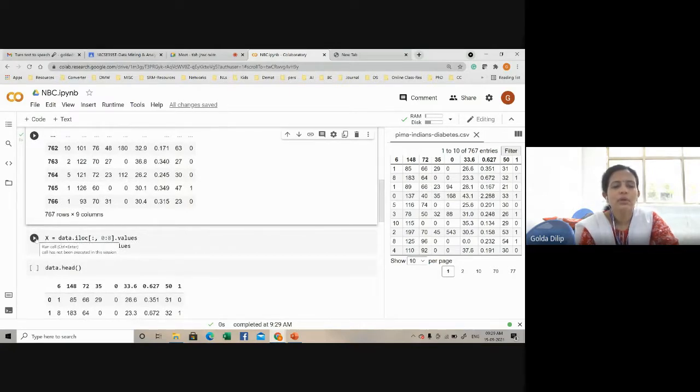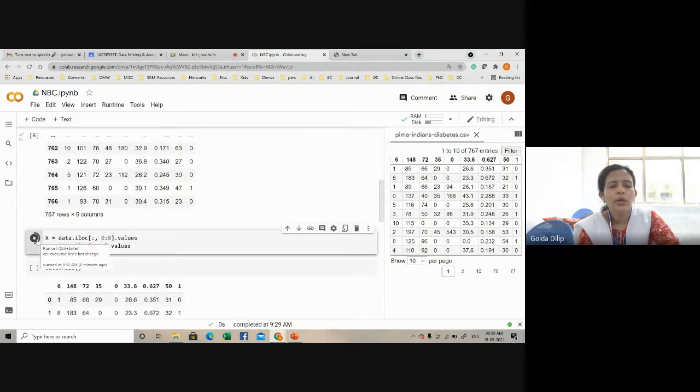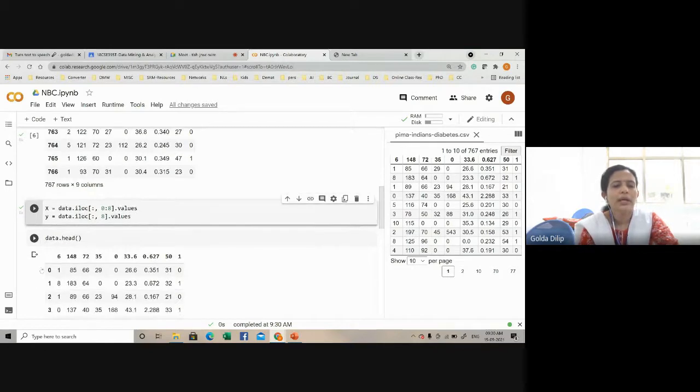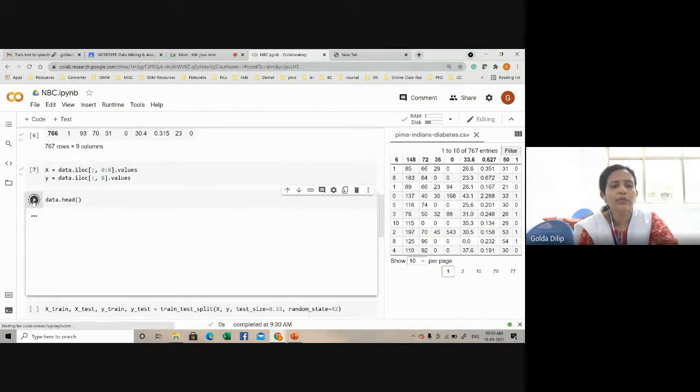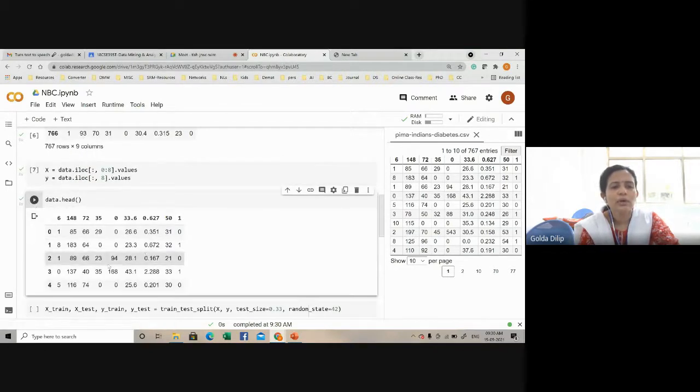Here you're basically trying to divide the data into independent variable and dependent variable. The independent variable is x and the dependent variable is y. Head will give you the first 5 rows and tail will give you the last 5 rows from your particular data set. This is provided by the Pandas library, which has been imported.